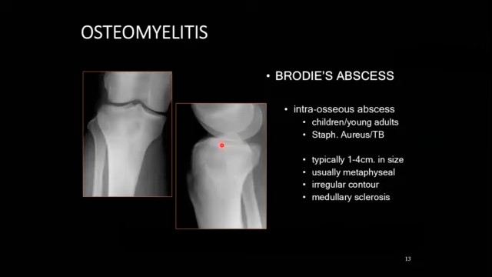Brodie's abscess presents in the form of intraosseous abscess in children and young adults. It can be due to Staph aureus or TB, tuberculosis. You can see this is the Brodie's abscess lesion. Typically, it's 1 to 4 centimeters in size. Most commonly, it's metaphyseal with irregular contour and present with some surrounding medullary sclerosis.